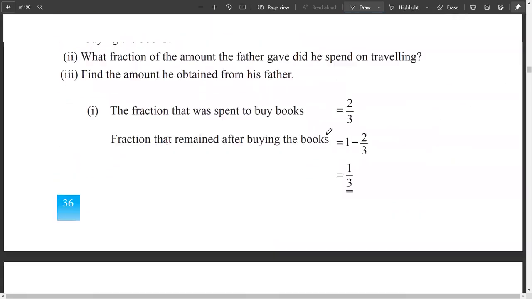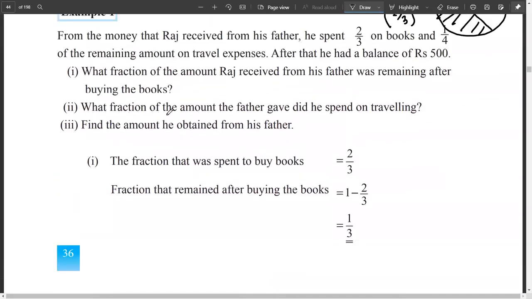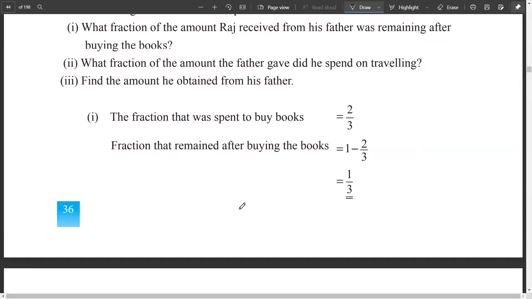Okay, so the next thing they ask is what fraction of the amount the father gave did he spend on traveling? So, spend on traveling. In the below they have written, I'll write here: spend for the traveling is equal to 1/3 of the remaining from that one.